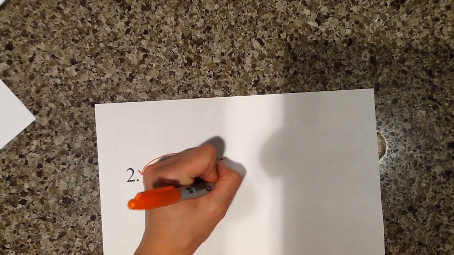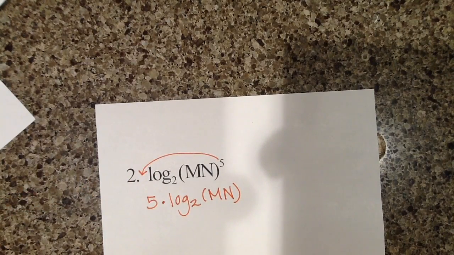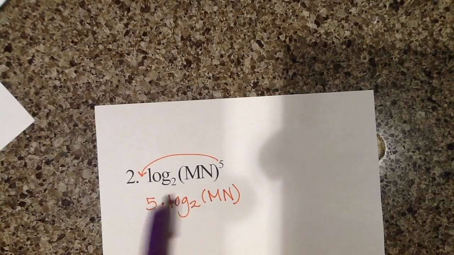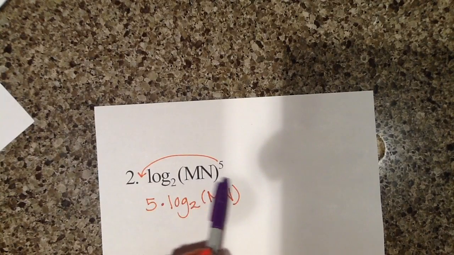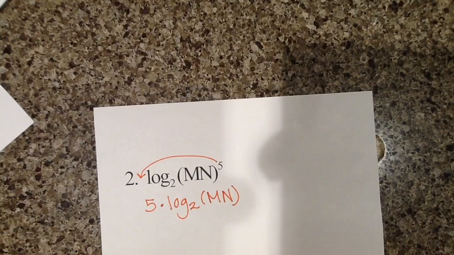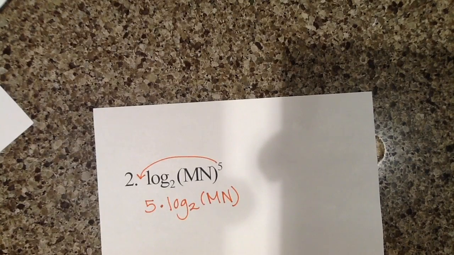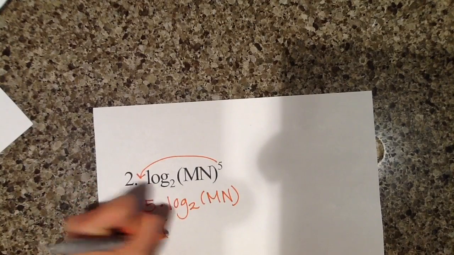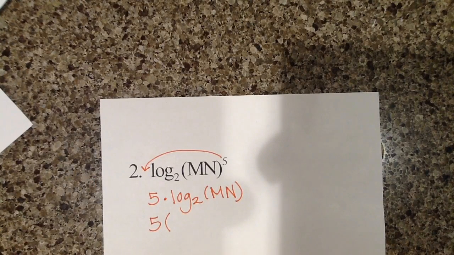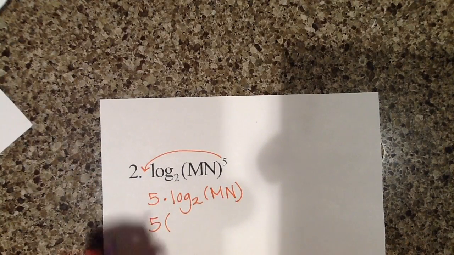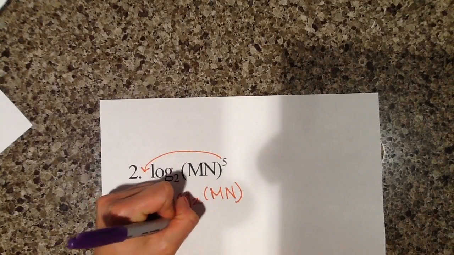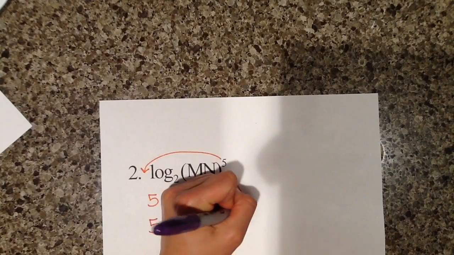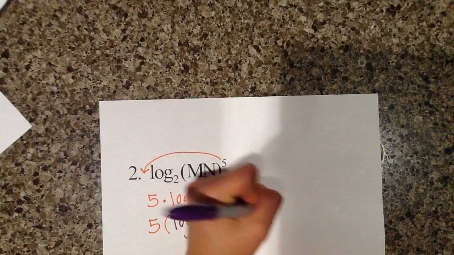But again, remember the whole goal is to write it in terms of two logs of an input m and an input n. So now this log is going to be exploded into two logs using addition. We're going to leave the 5 in front here, but then we open up our distributive parentheses, and we end up with log base 2 of m plus log base 2 of n.